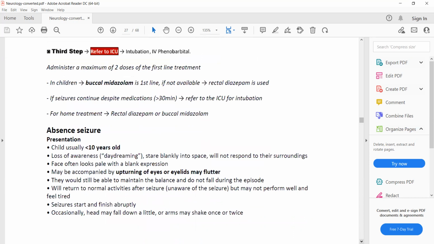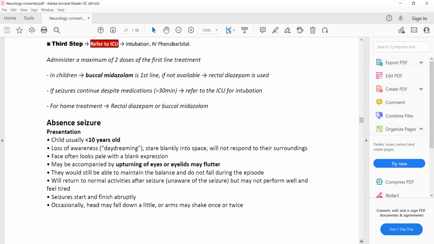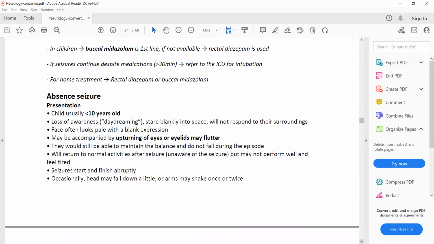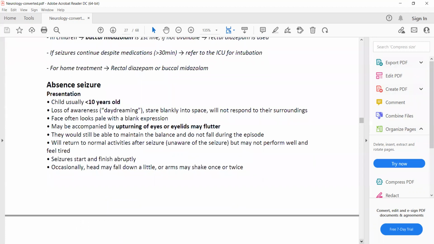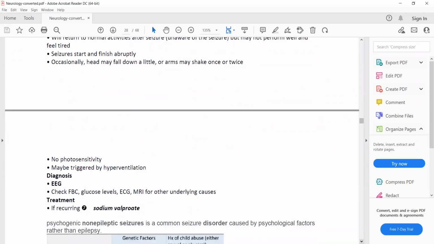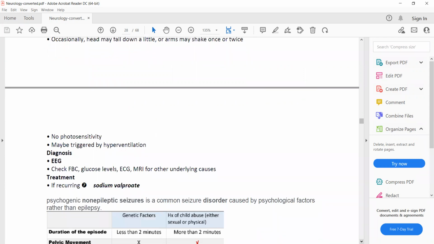Absence seizures are already discussed. They are usually present in children who are less than 10 years old, in which there is loss of awareness, or the patient stares blankly into space and will not respond to their surroundings. During an absence seizure, the child's face may look pale. It may be accompanied by upward turning of eyes or eyelids may flutter. Seizures start and finish abruptly, and occasionally the head, arms, or legs may shake once or twice.